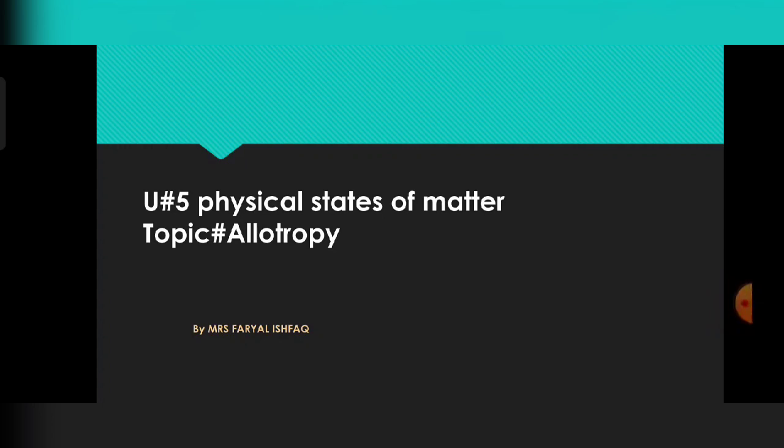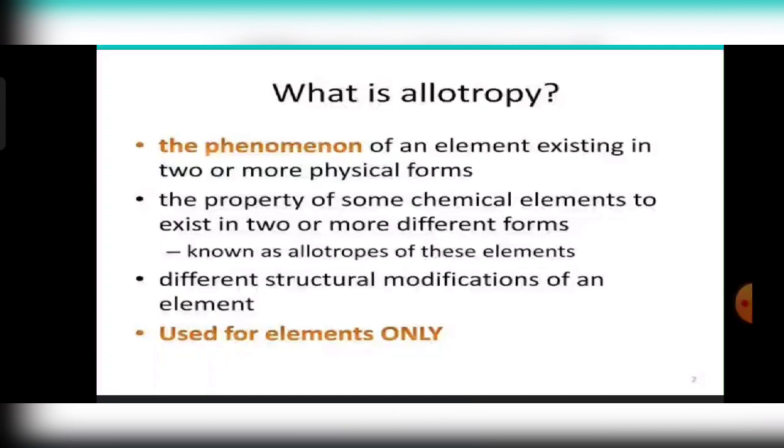Let's start our today's lecture, which is related to Unit 5, Physical States of Matter, and the topic allotropy. The phenomenon of an element existing in two or more physical forms is what is allotropy. The property of some chemical elements to exist in two or more different forms is known as allotropes of these elements, which are different structural modifications of an element.